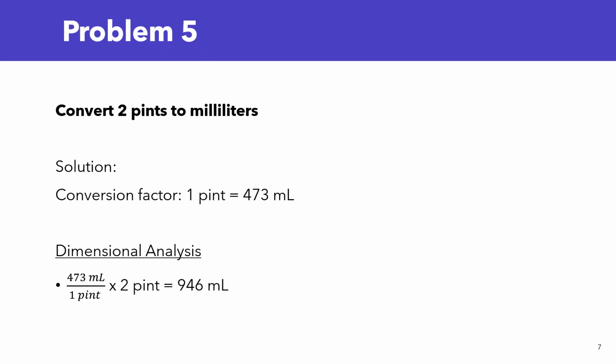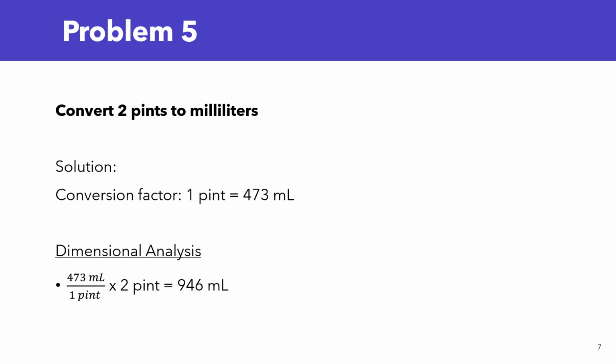Let's look at the last problem. Convert 2 pints to milliliters. So again here, as we can see with all these problems, all these conversions, the first step is to figure out and know the conversion factor. So the conversion factor between pints and ml is that 1 pint equals 473 ml.